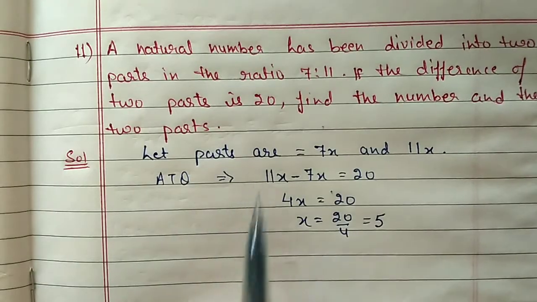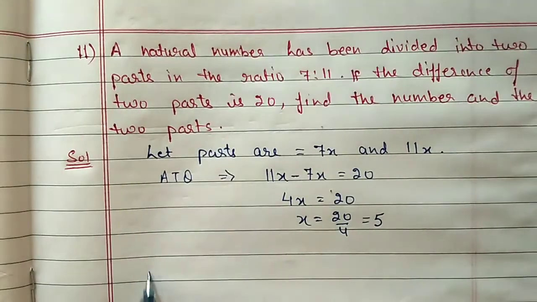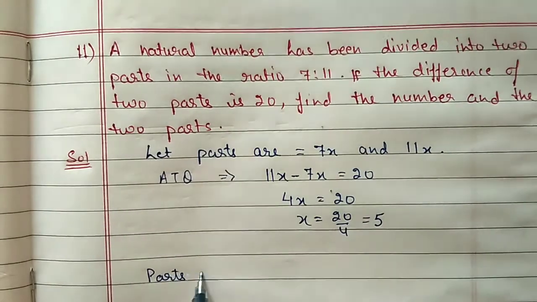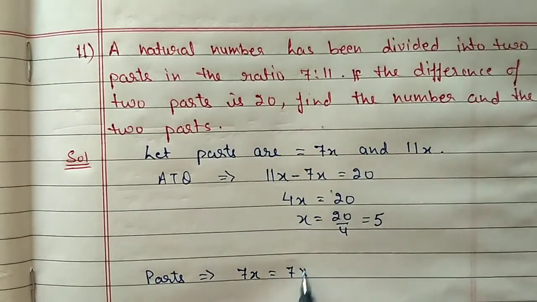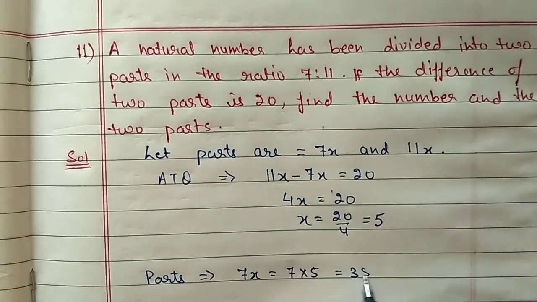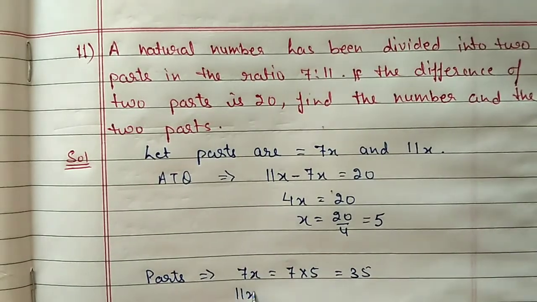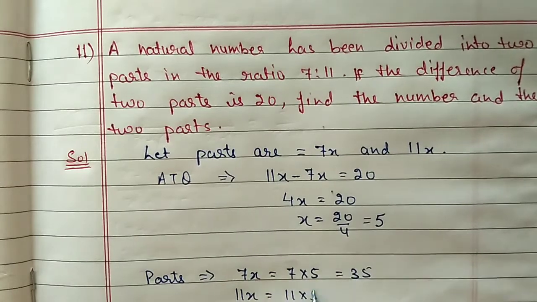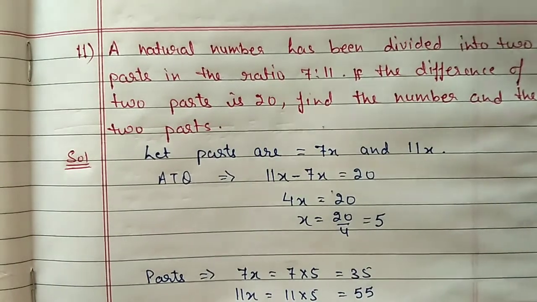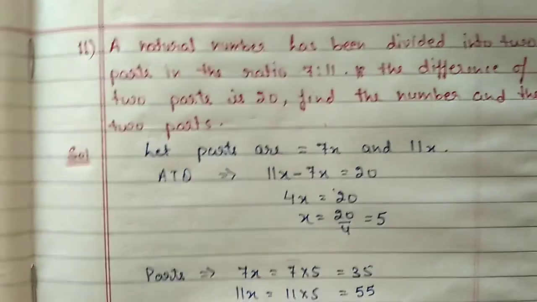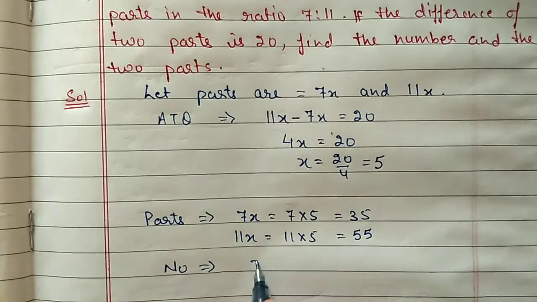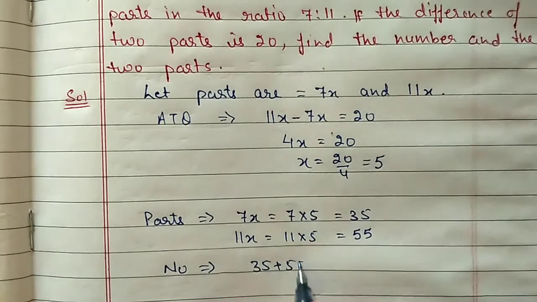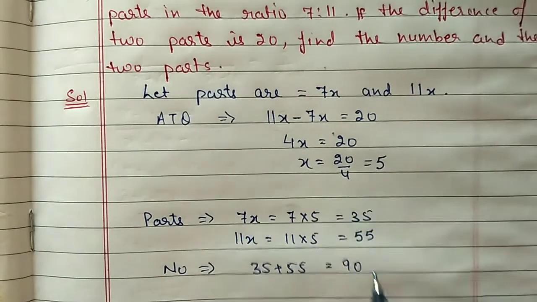Now we can find out these parts. So the parts will be: first is 7x, 7 into 5, 35. Second one is 11x, 11 into 5, 55. And the number will be the sum of these two numbers. So 7x plus 11x, or we can write 35 plus 55, 90.